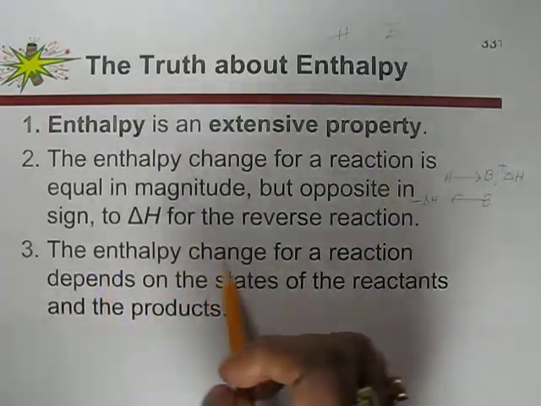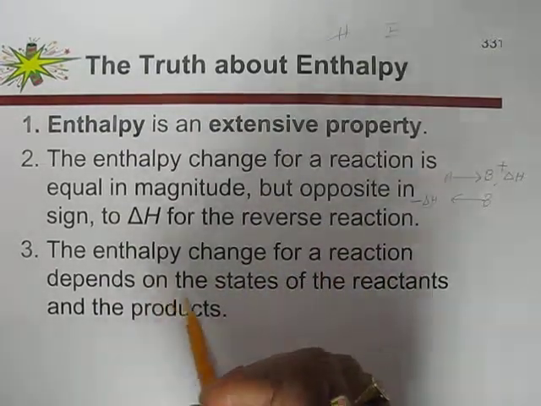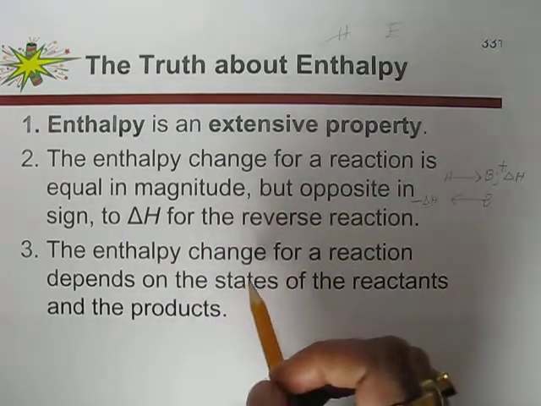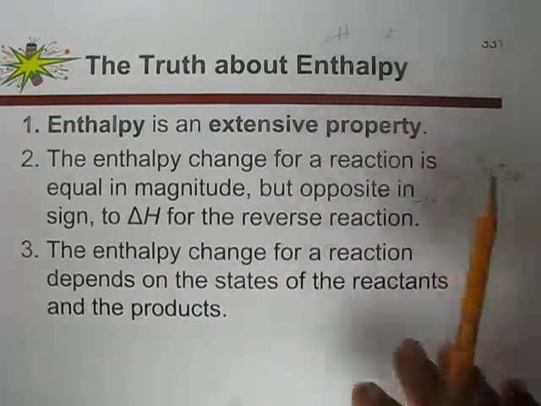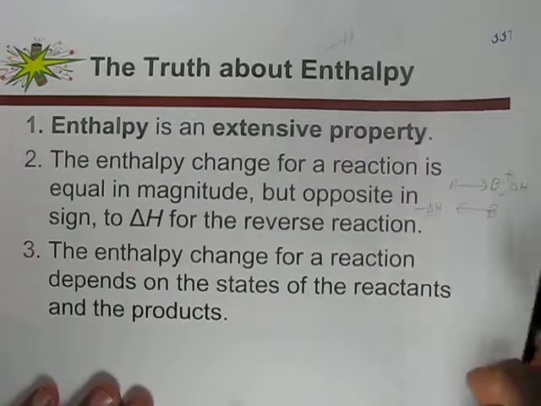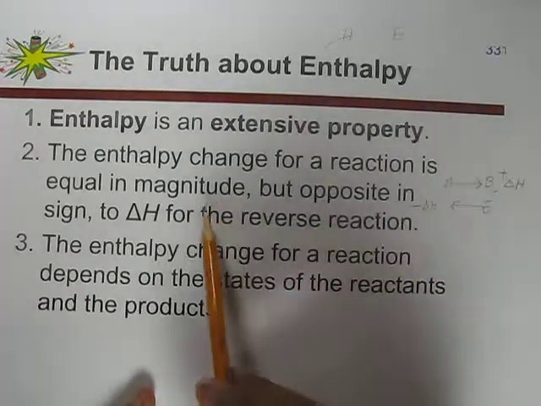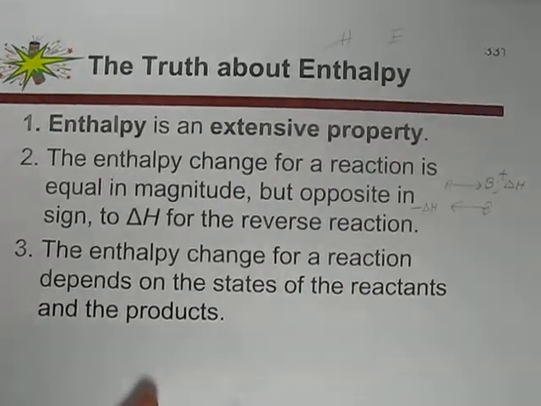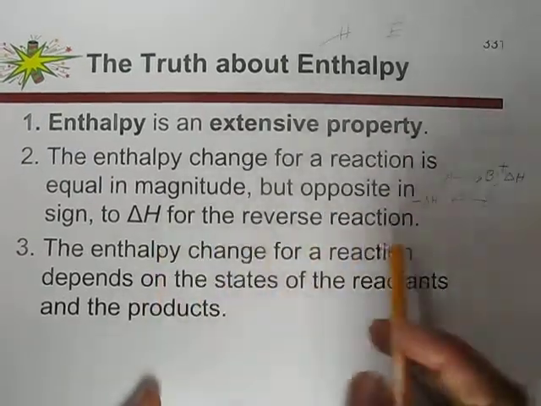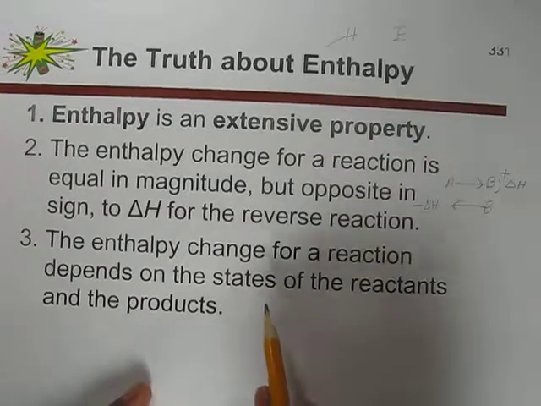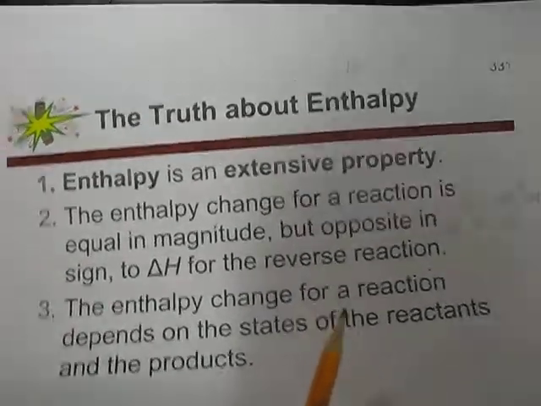Third point, the enthalpy change for a reaction depends on the state of the reactants and the products. Enthalpy, we can also say that it is an extensive property, and for the reverse reaction the magnitude of delta H will remain the same but the sign will change. And the third point is that it depends on the state of the reactants and the products. If the state changes, then delta H will also change.